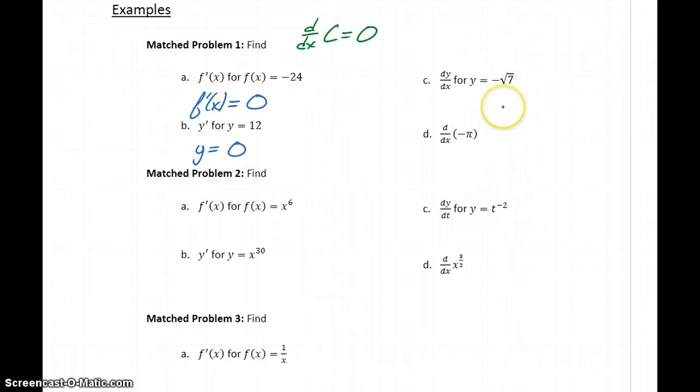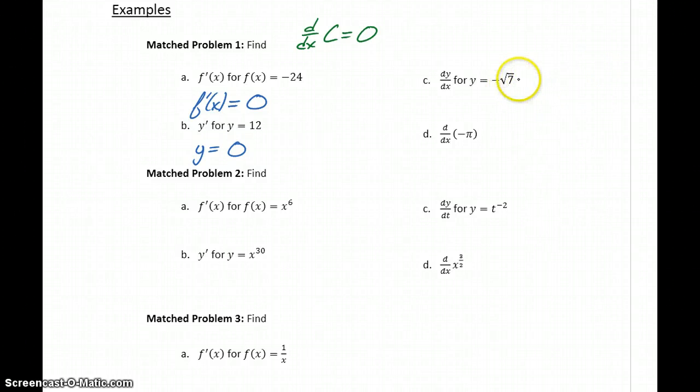C and D tend to be the types of problems that trip people up a little bit because we look at some more complicated expressions here. Here we have the negative square root of 7. Just because we have a radical doesn't mean that this is not a constant. We could plug this into a calculator. The negative square root of 7 would be some repeating decimal number.